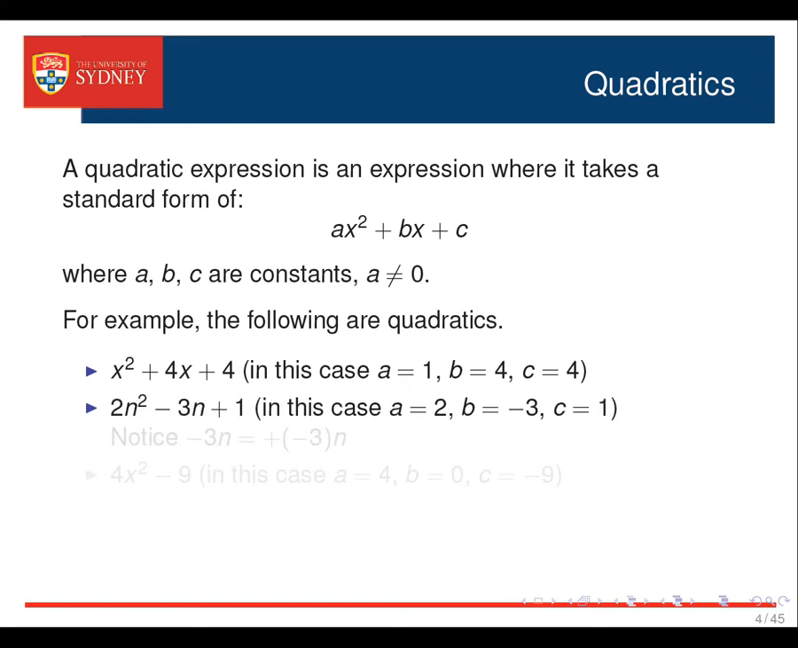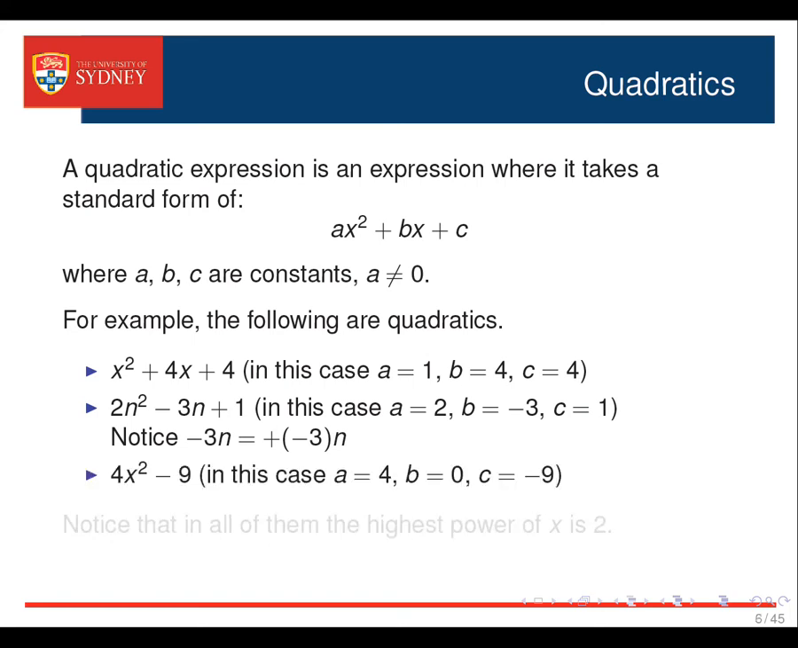The expression 2n squared minus 3n plus 1 is also a quadratic expression where we use a variable n in place of x. So keep in mind that we are not limited to variable x when it comes to quadratic expressions. Here, minus 3n can be rewritten as plus minus 3n, so minus 3 would correspond to b in the standard form.